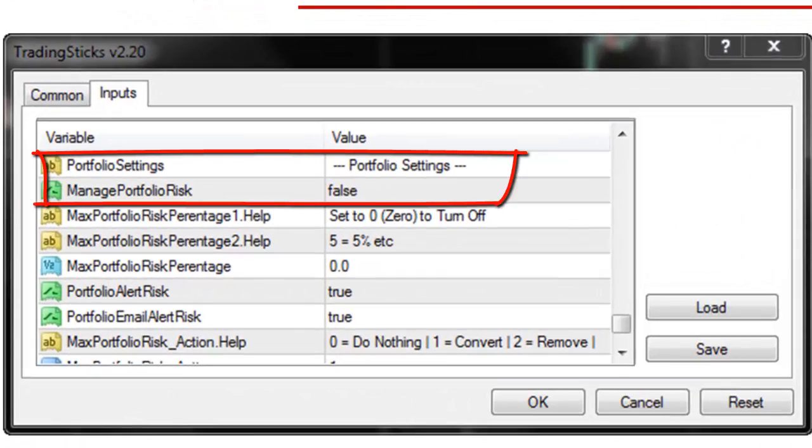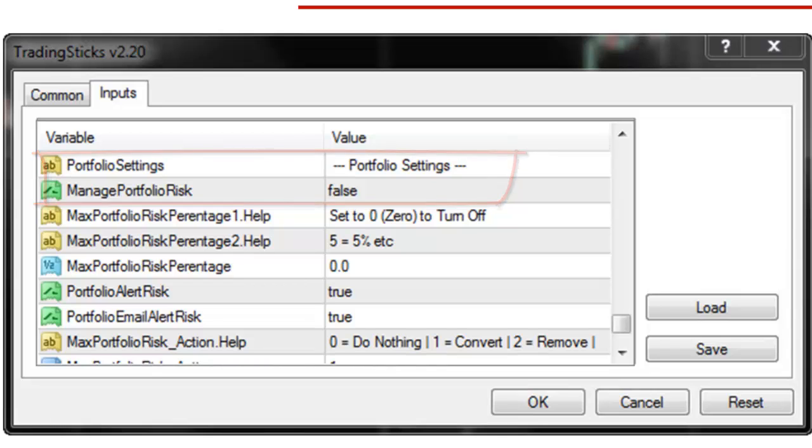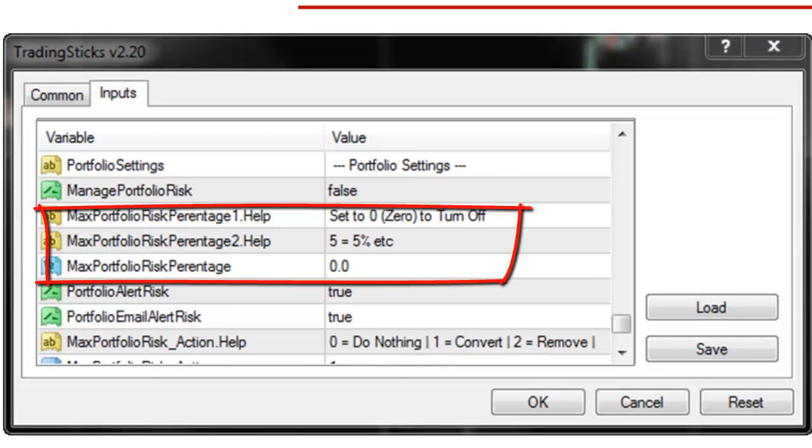Okay, so the first thing we need to do is to look at the Manage Portfolio Risk. If it's set to false, then it's off, and if you want to turn the options on, then we must set this to true. Okay, so now let's look at the portfolio risk percentage. If the max portfolio risk percentage is set to 0, then this option is turned off, and as an example here we are setting it to 5, so our total risk will be 5% of our trading capital.